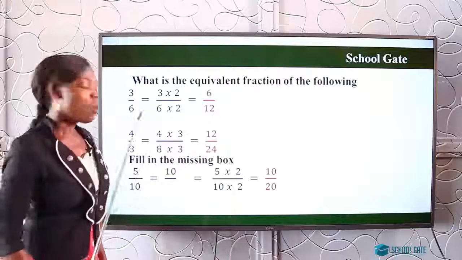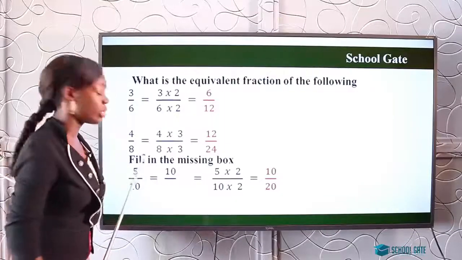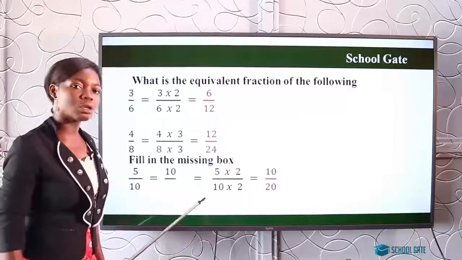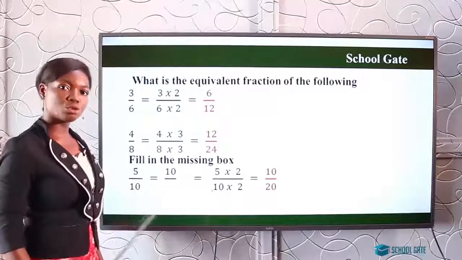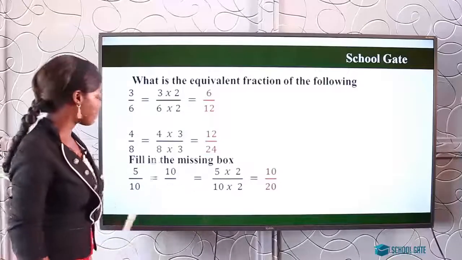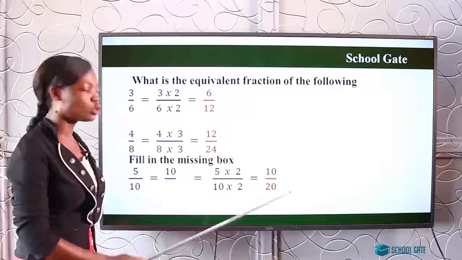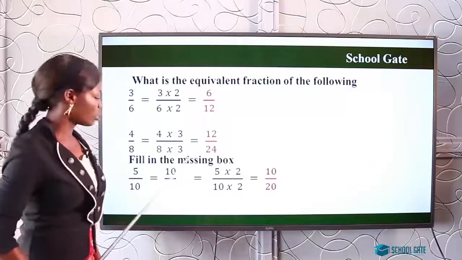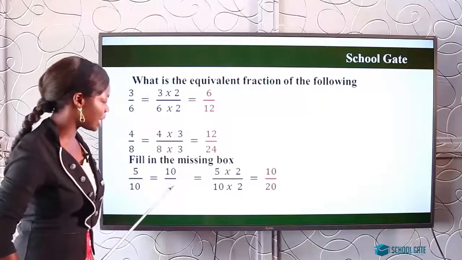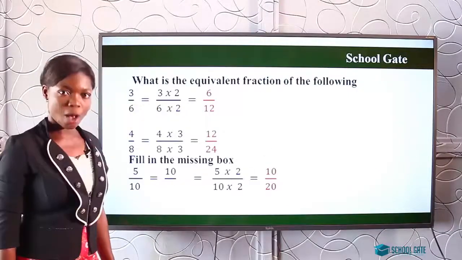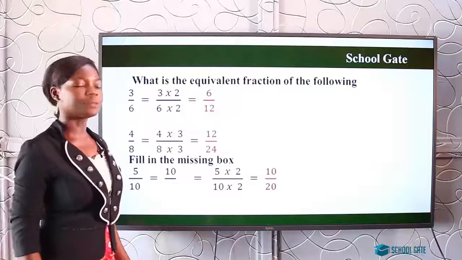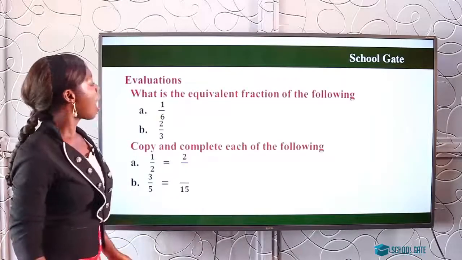And you know this is an equivalent fraction. That means if they multiply the numerator by 2, the denominator too will be multiplied by 2. Okay? So that means 5 times 2 is 10. 10 times 2 will give us 20. So the missing number here is what? 20. Are we getting it? Do we understand?